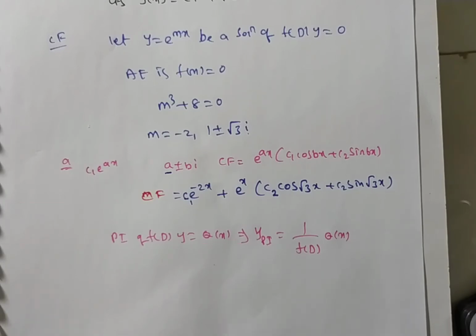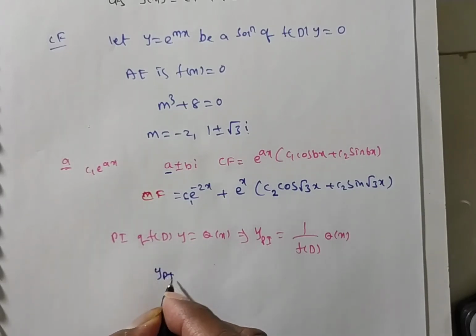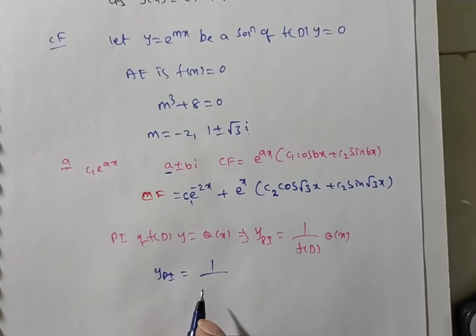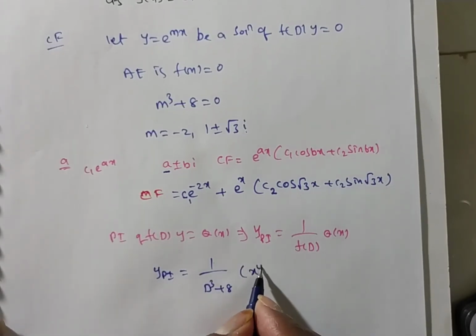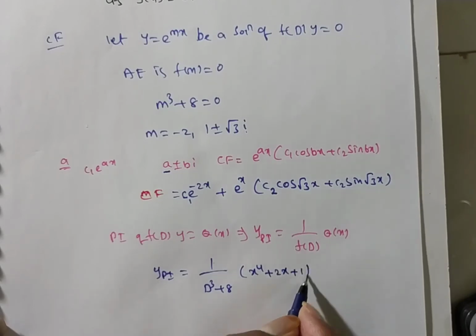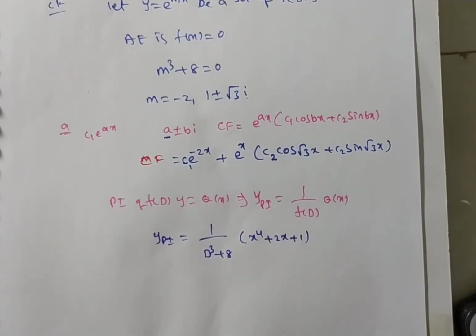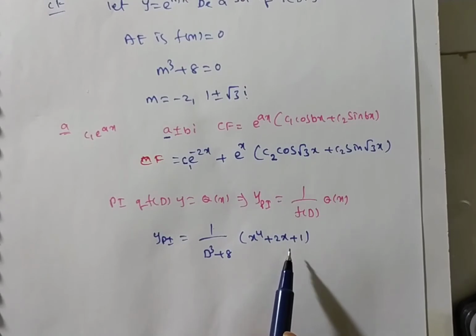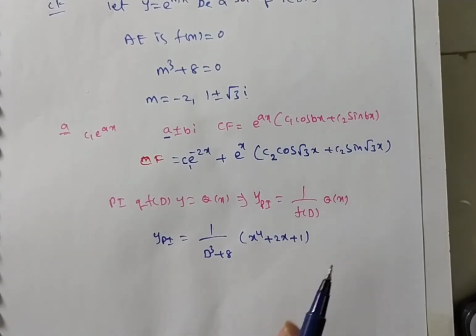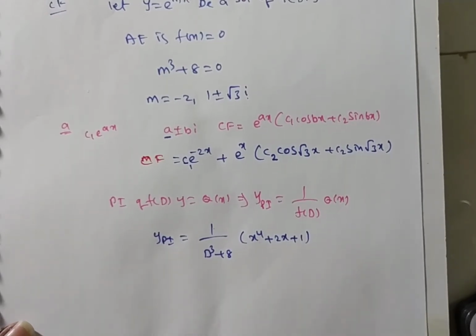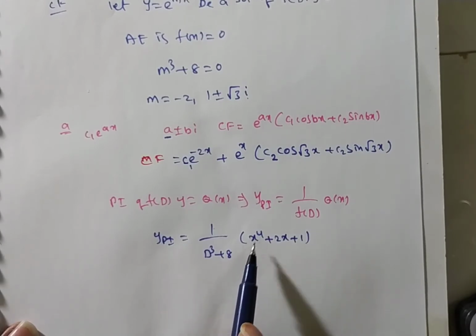You have Q of x, and the particular integral is y_PI equals 1 by f of D, Q of x. What is f of D first? f of D is D cube plus 8. What is the Q of x? You have x to the power of 4 plus 2x plus 1. Right. Friends, you see, Q of x is a polynomial of degree 4. Now this is in terms of x alone, x to the power of m form.